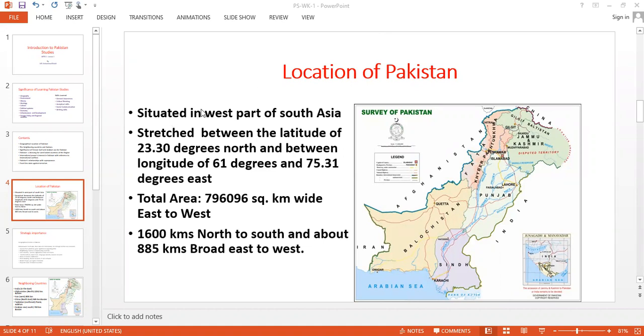Pakistan is situated in the west part of South Asia. It is stretched between the latitude of 23.30 degrees north and between the longitude of 61 degrees and 75.31 degrees in the east.